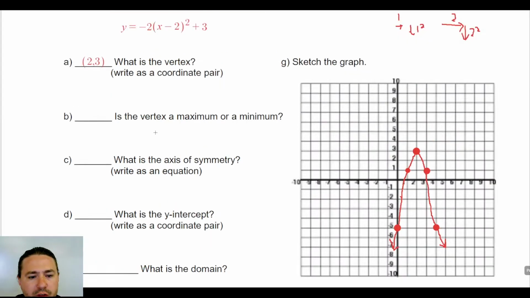Okay, so is this vertex, which we already established was (2, 3), a maximum or minimum? Well, since this is the highest point on the graph, we're going to call this a maximum.